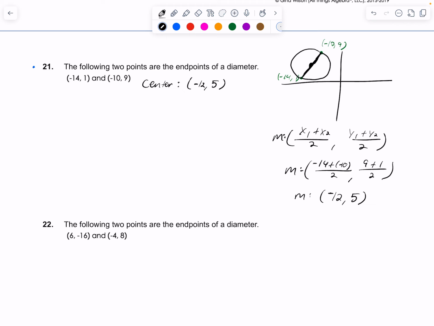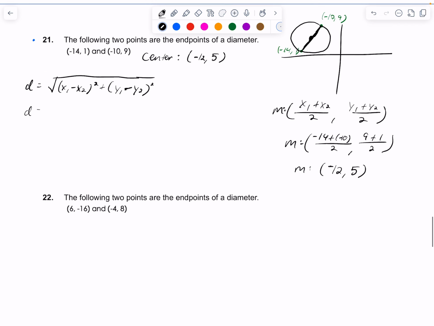Now I'm going to find the distance between these 2 points, which would give me the length of that diameter. And then I want to cut it in half to find the radius. So I'm going to have the change in my x, and square that, the change in my y, and square that. So the distance here is going to be (−14 − −10), we'll square that, and then (1 − 9), we'll square that.